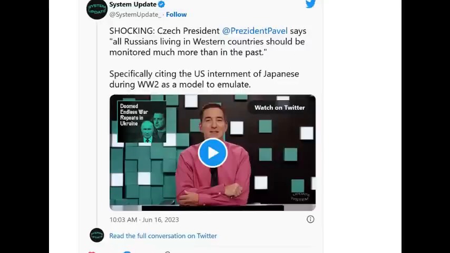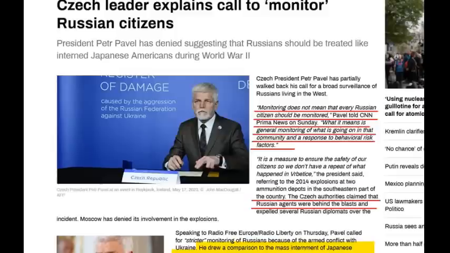So here's Glenn Greenwald talking about the fate of Japanese during World War II, and the Czech president wants to use it as a model to emulate. Then suddenly he begins to go back on this; Czech leaders try to explain, call to monitor Russian citizens, and try to walk back on his words. Well, it's too late. It's too late.